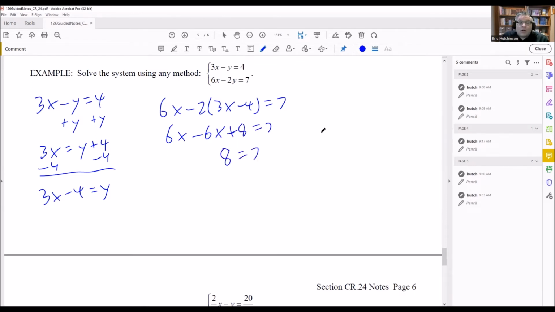So you might be thinking, uh-oh, did he make a mistake? Well, the answer is no. Actually, there's no mistake that was made here. We get an interesting result. We get a statement that's actually going to be false. 8 does not equal 7.